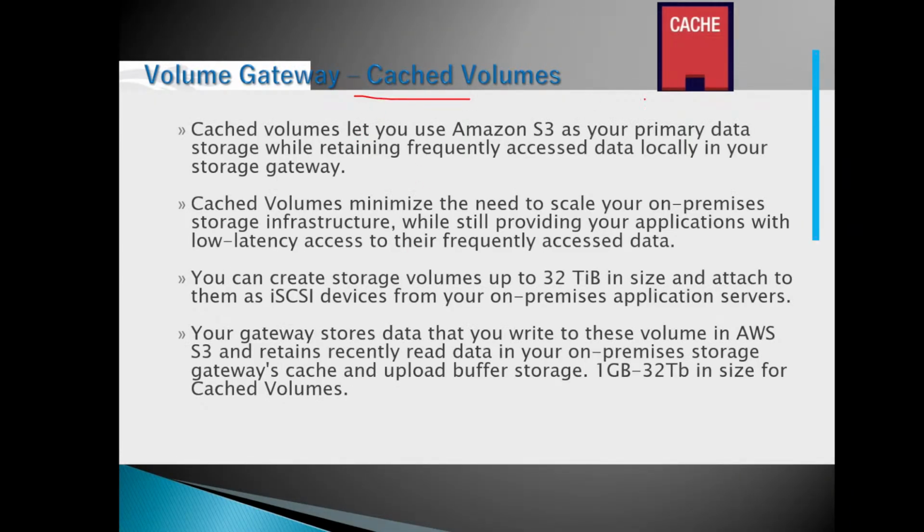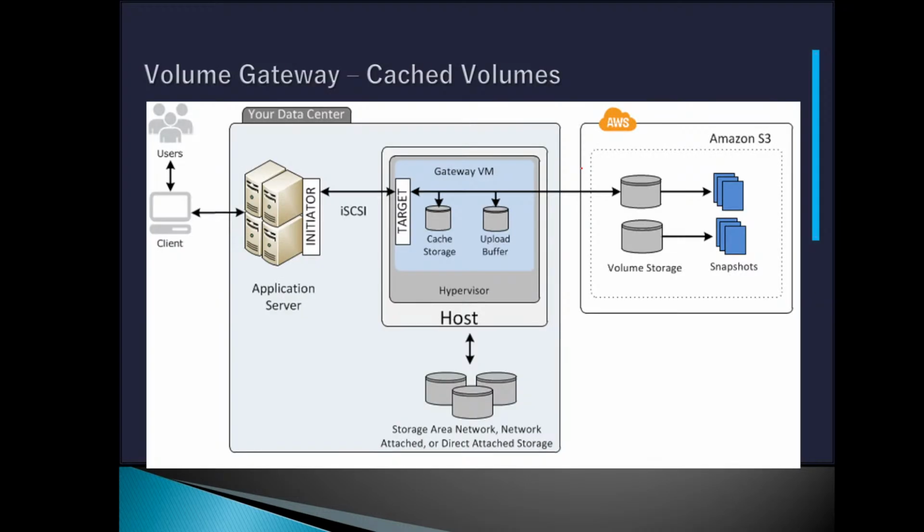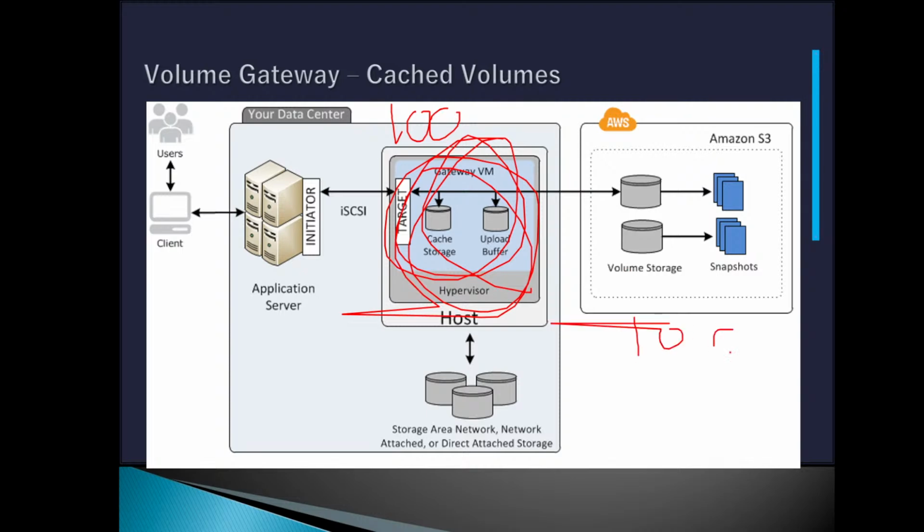Now cache volume. Similar to store volume, but here you are just keeping the recently accessed data on premise so that you can save the storage in your local system. Let's say you have 1000 files, only 100 files are there in local, and total 1000 files are in the cloud. So recent files you are keeping in local system, and all the other files you are uploading to cloud. So 900 files plus 100 files. Now if you want to access another file, just go to that file and download it to the local system. That is cache volume.